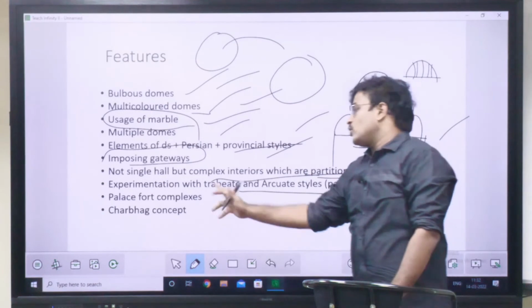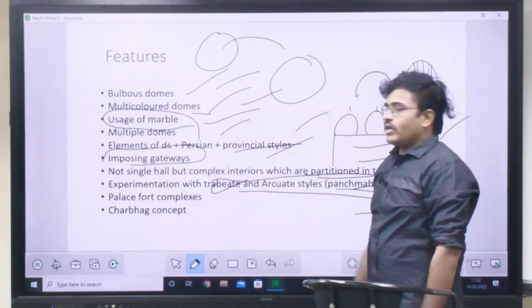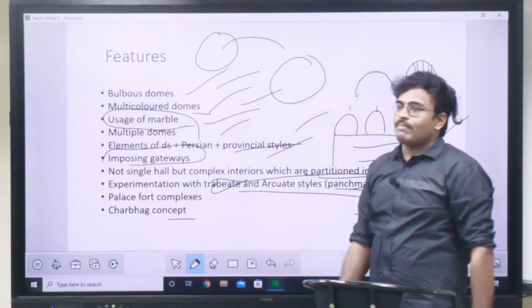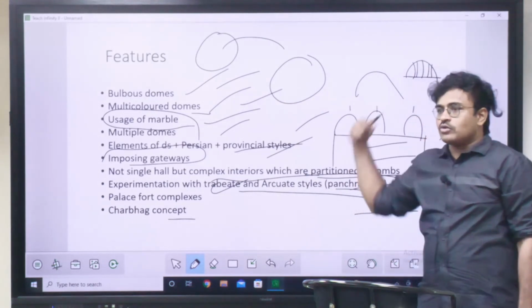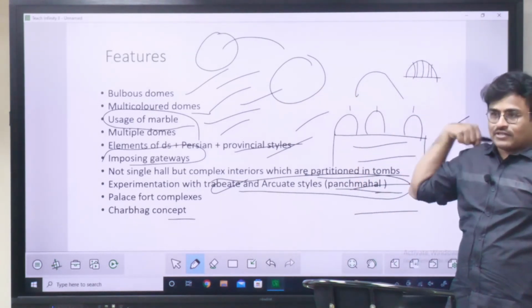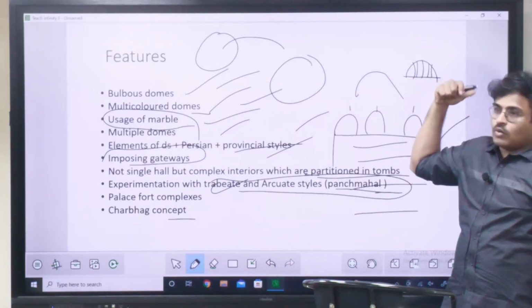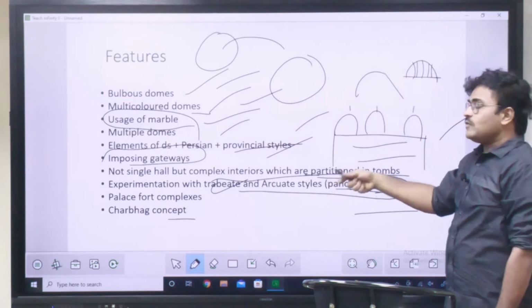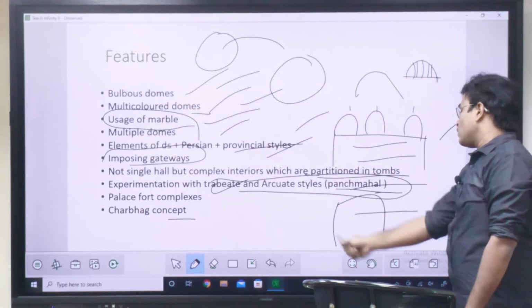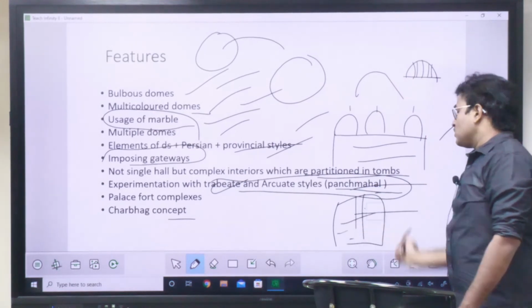Then they also constructed huge palace fort complexes. And they perfected this concept called the Charbagh concept. Earlier also they used to put gardens in front of tombs and other structures, from the time of Tughlaq itself. But they were the ones who developed and perfected this style which is known as the Charbagh style.